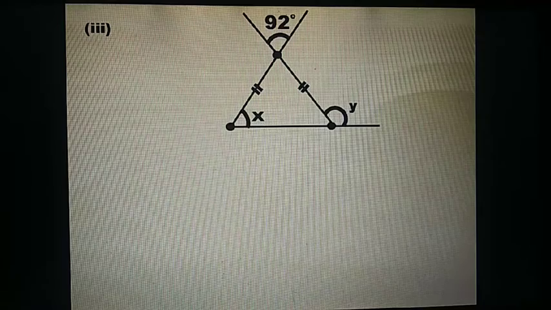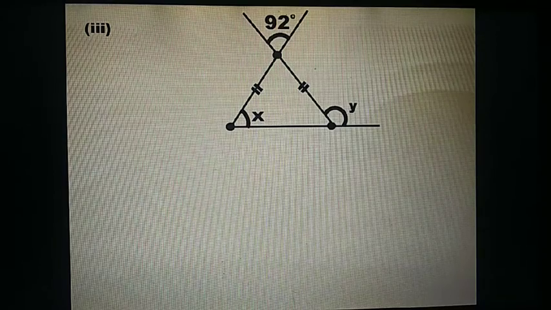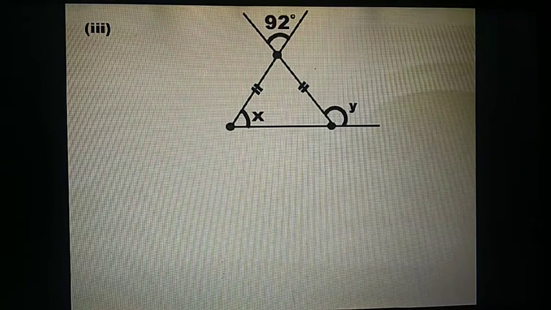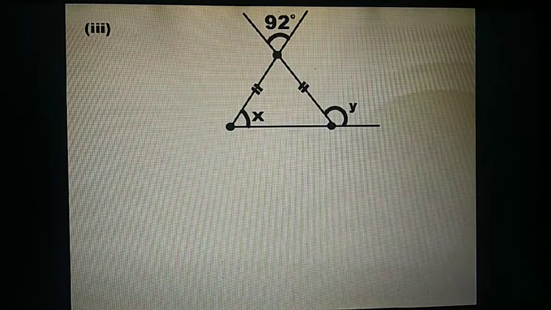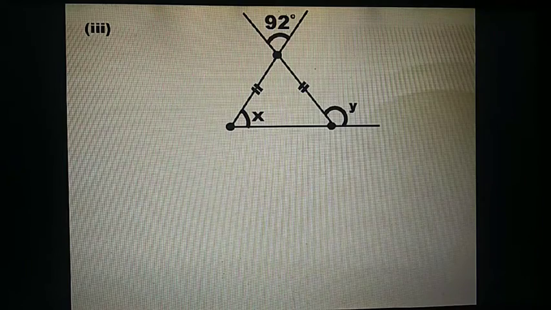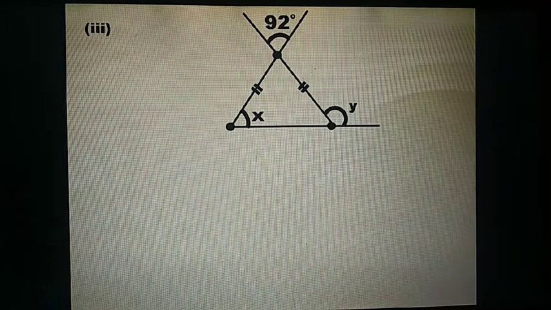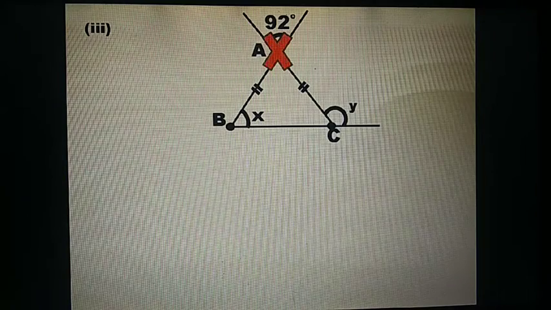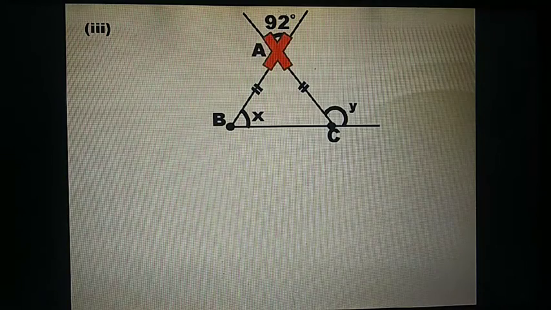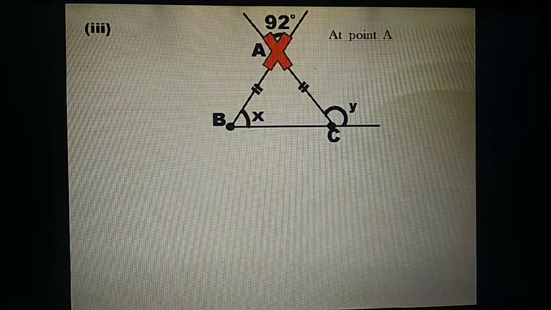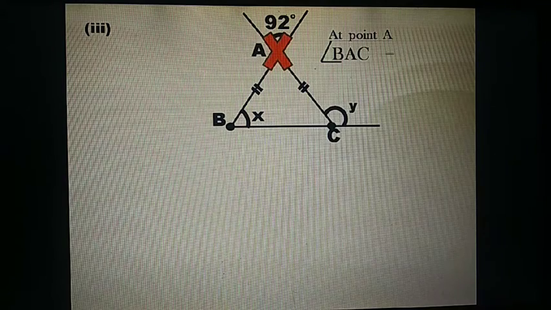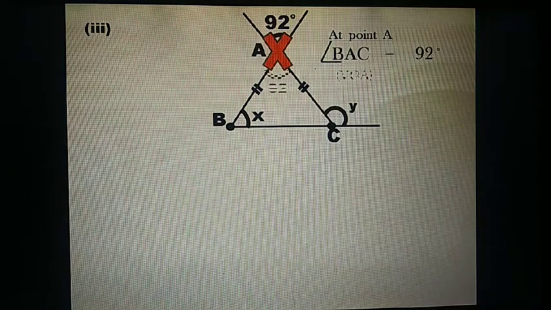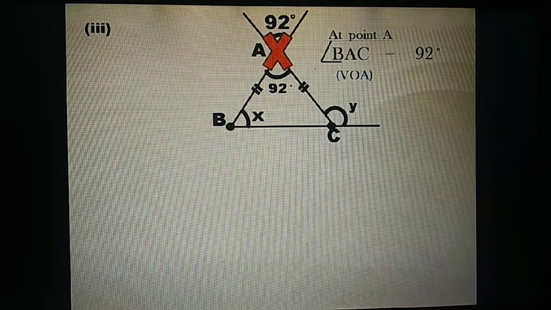Again, there is one angle 92 degree which is having vertical opposite angle property here, and one angle is y which is an exterior angle, and there is a triangle which is an isosceles triangle. So the very first thing you will do here is at vertex A we will use vertical opposite angle property. So you will get the interior angle, that is BAC, also as 92 degree. We can mark it inside the triangle as 92 degree.